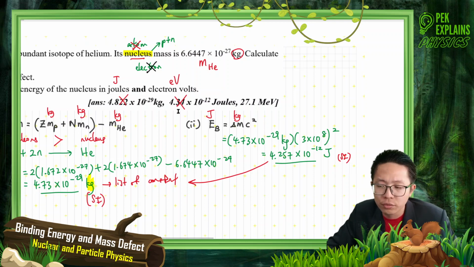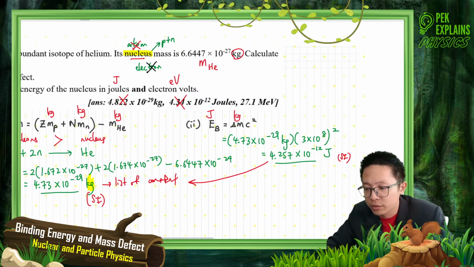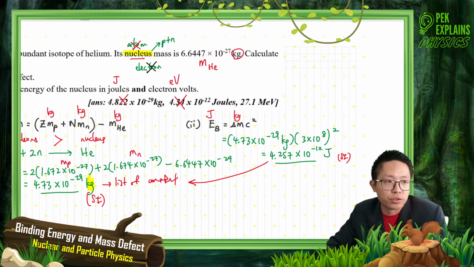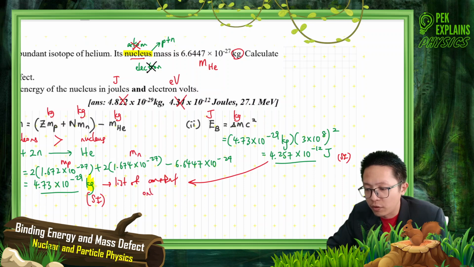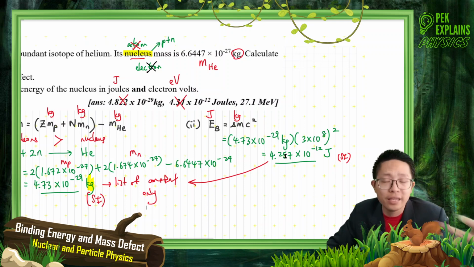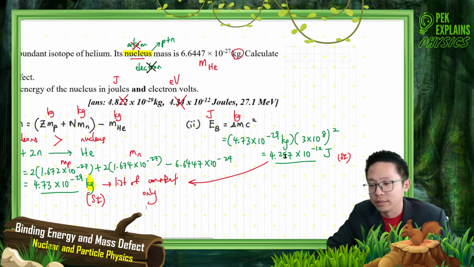I encourage you not to use other values other than the list of constant. Always use the mass of proton and mass of neutron from the list of constant only. Then your answer will be closer to the answer in our answer scheme.